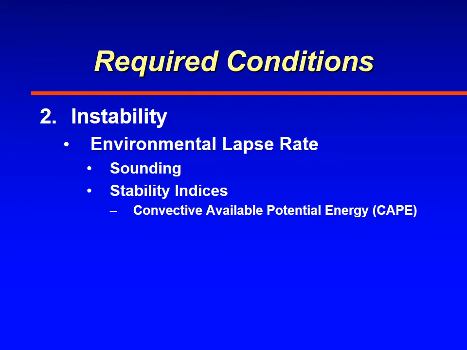The other thing that you look for in the development of thunderstorms is instability in the atmosphere. And the way we measure instability is by looking at the environmental lapse rate. There are a few places we can look. One is the sounding. So let's take a look at the sounding first.